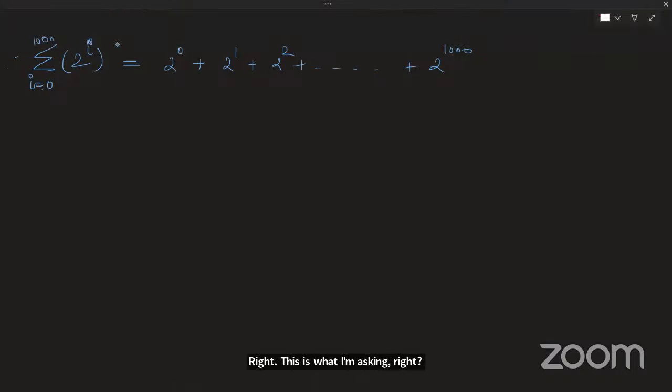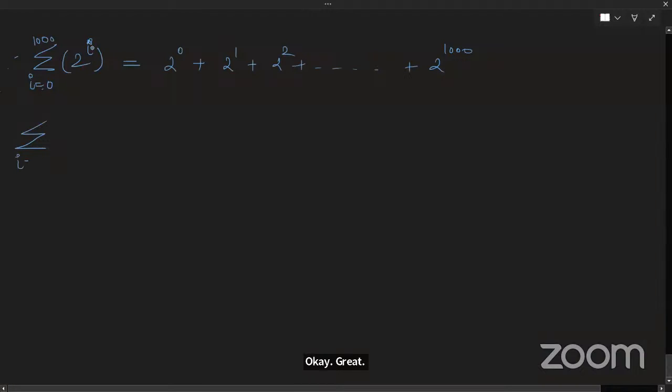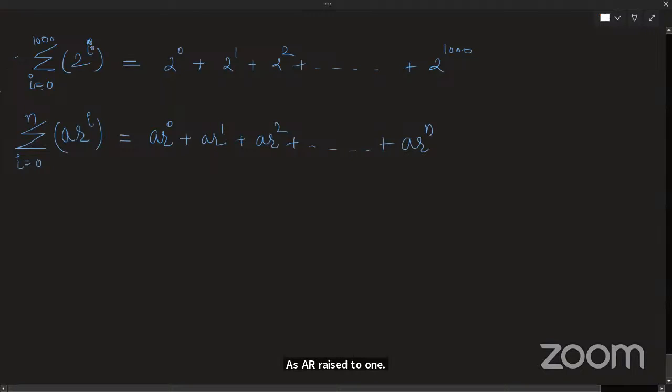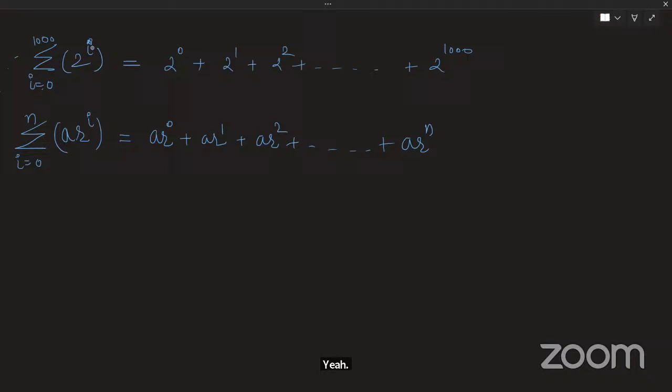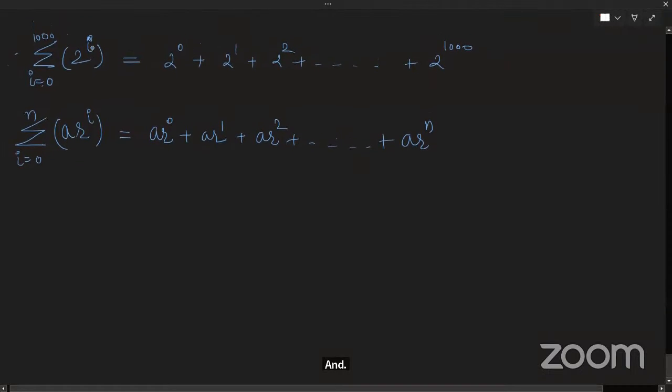Same thing if I give you in this way: sigma I is equal to 0 to some value, let me assume n, of a r raised to power I. So what am I basically asking you? It is a r raised to 0 plus a r raised to 1 plus a r squared plus a r cubed plus so on till a r raised to n. Fine, this only, right? Yes, that is correct.